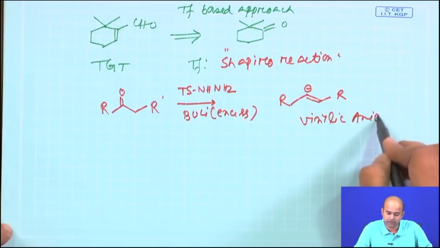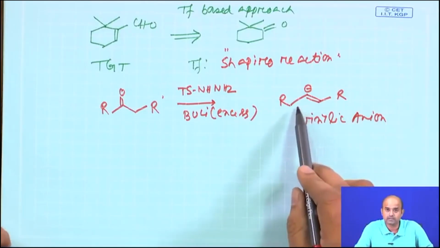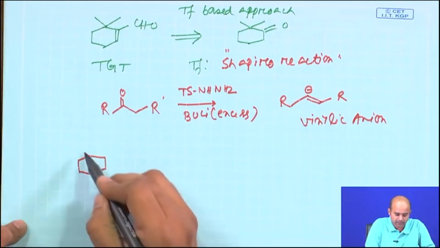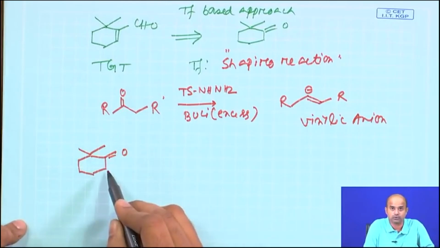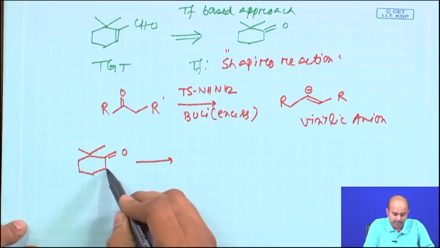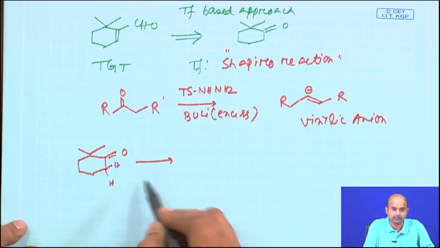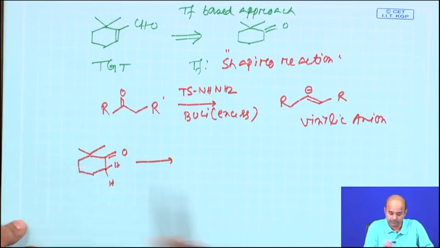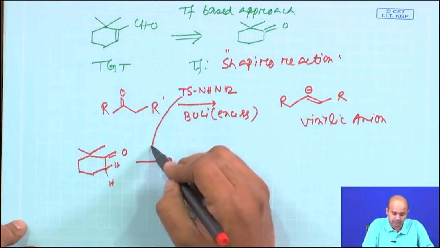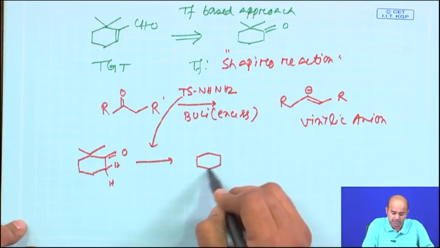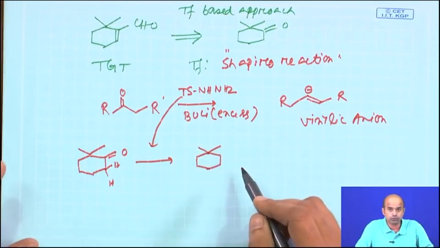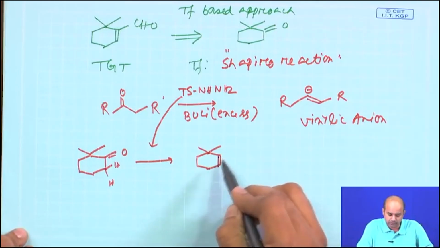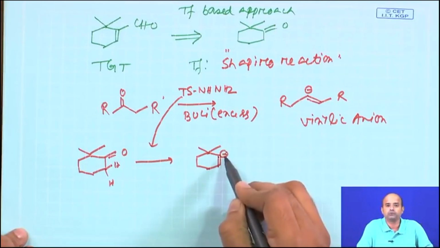So, for the disconnection based on the Shapiro transformation, always think that you can generate a vinylic anion. Now, our retro demands that you have a starting material, something like this, a ketone having alpha hydrogens here. That is why this alpha site we have blocked intentionally. Then you subject it to this Shapiro reaction. For the Shapiro reaction mechanism, as I said, you can go through it in the study material. Now, see, the disconnection will give you a vinylic anion here.